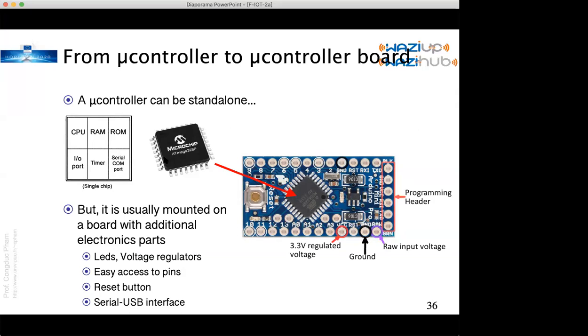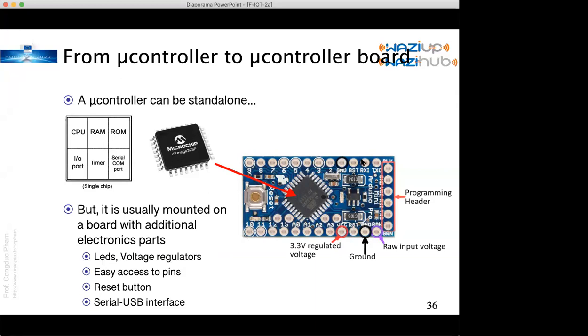If I say that it is completely standalone, it means you can just buy the chip and start working with it. But it's not very easy because the pins are very small, okay? So when you move from a microcontroller to what we call a microcontroller board, you take the microcontroller and add some optional circuitry. It's not mandatory for the microcontroller to run, but it's easier for you because you may want to add LEDs, or a voltage regulator so that you could inject a little more than the expected voltage. You also have easy access to the pins, because the pins here are very tiny.